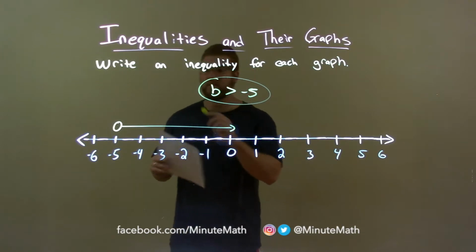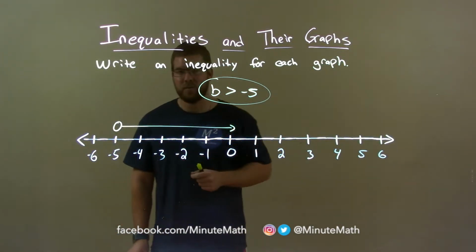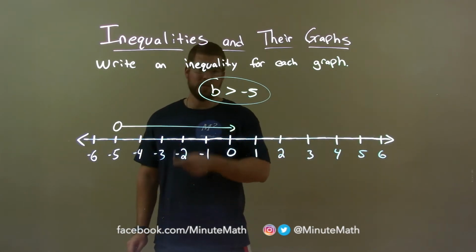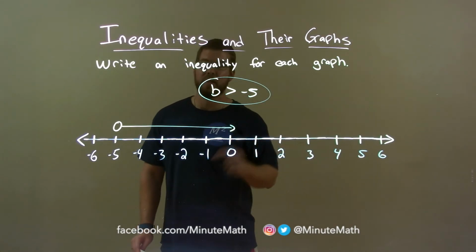Quick recap, we're given the graph below, and we have to write the inequality. Well, an open circle tells me it's not equal to negative 5. Shade to the right says greater than, so we use the variable b here. B is greater than negative 5 is the inequality for this graph.